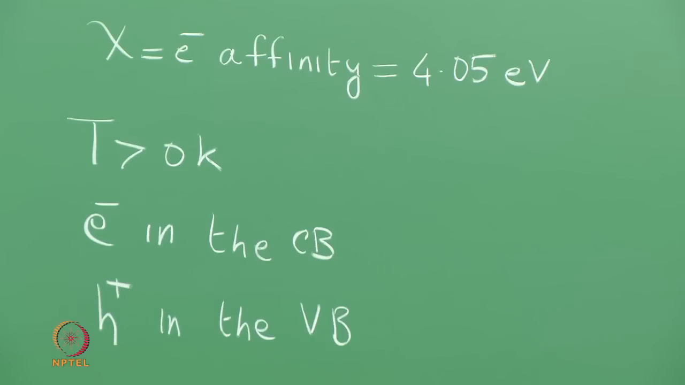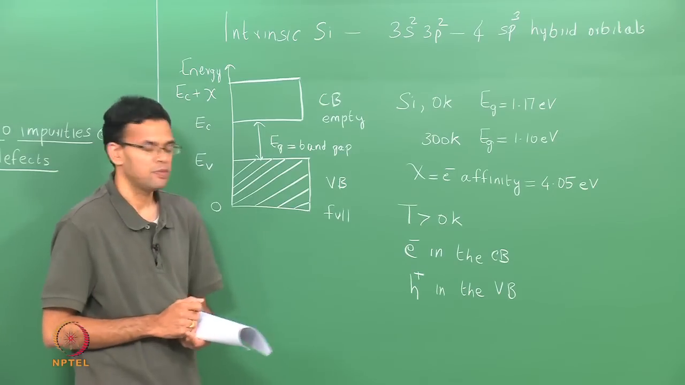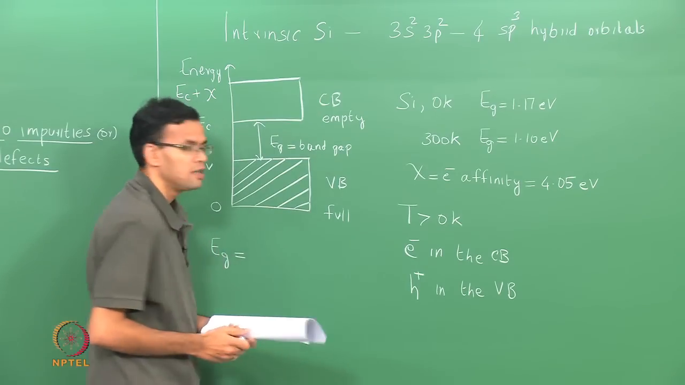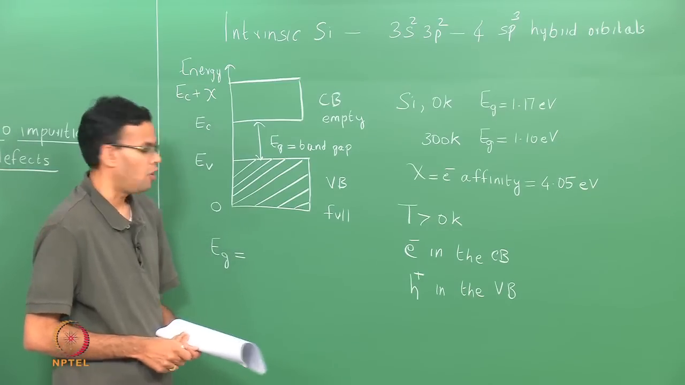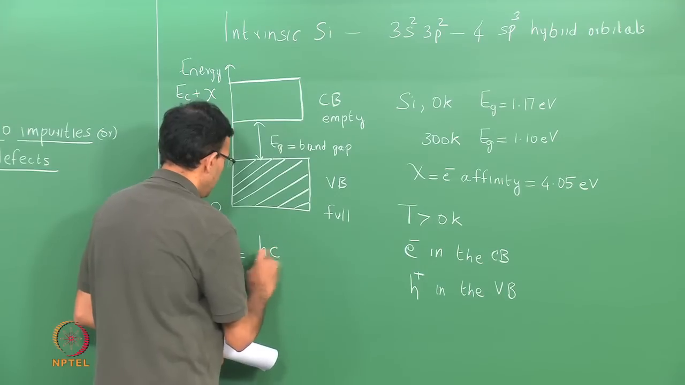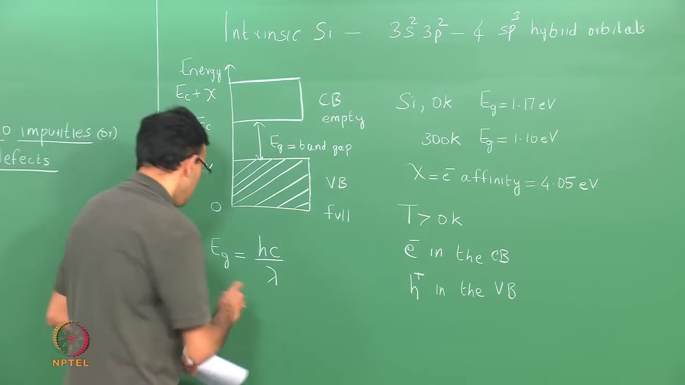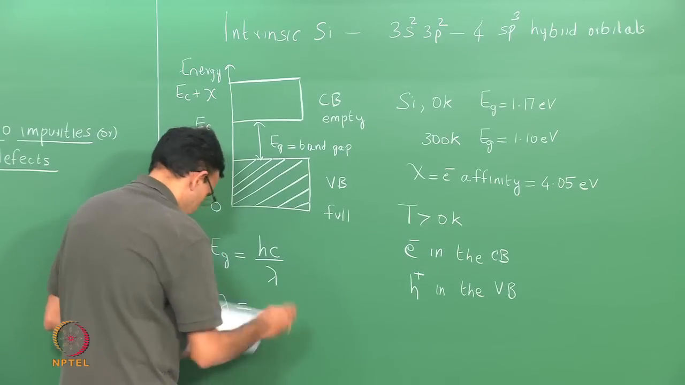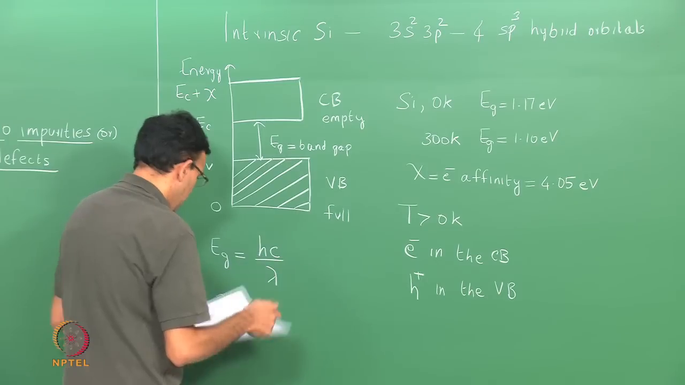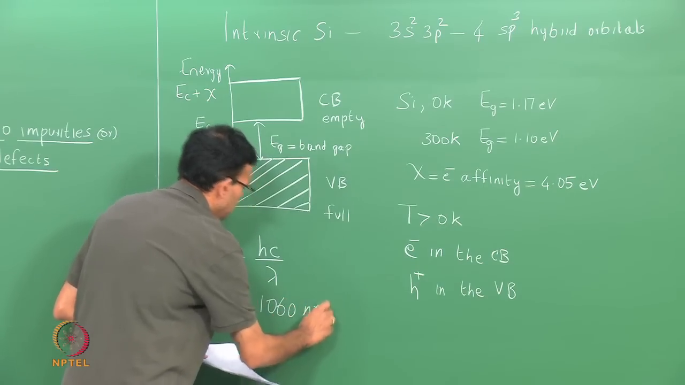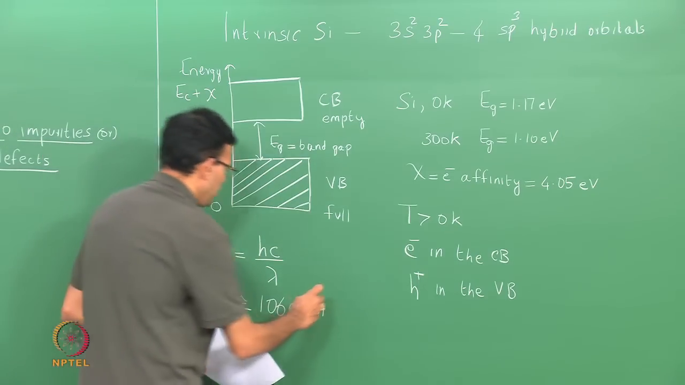We also saw that apart from thermal excitation, we can also use light in order to excite carriers across the band gap. If Eg is the band gap of the material, the wavelength of light that is required in order to excite carriers is nothing but hc over Eg. We can do this calculation for silicon, where we find that lambda is approximately 1000 nanometers, and this lies in the IR region.